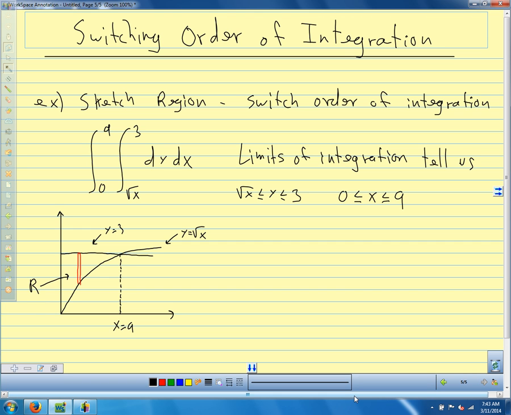So now we want to switch the order of integration. So we want to set our rectangles horizontal. So if we set up our integral, x here is going to be our inner integral now. x is going to vary from what to what in this region? 0 to, and I need to rewrite this as a function of y. So x equals y squared. So if I set my rectangles horizontally, x is varying from 0 to y squared. And y is varying in this region from 0 to 3.